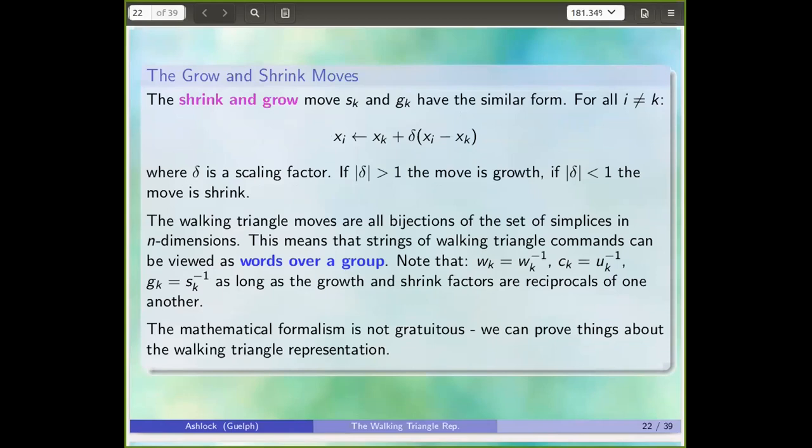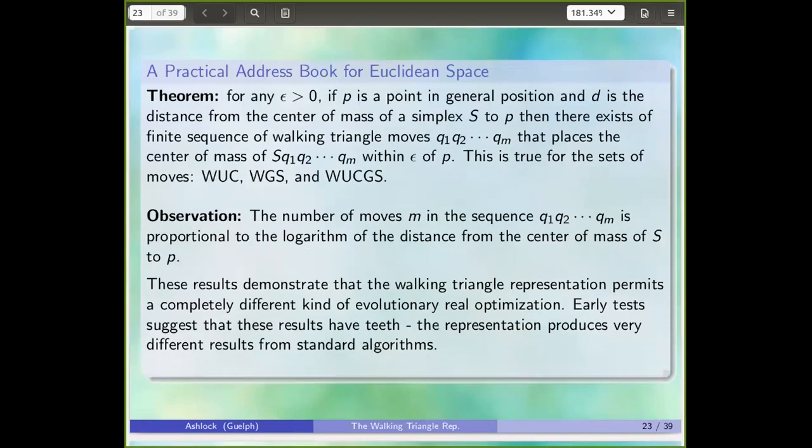The mathematical formalism isn't gratuitous. It turns out we can prove things. And here's one of my favorite things about this. For any epsilon greater than zero, if P is a point in general position and D is the distance from the center of mass of simplex S to P, then there exists a finite sequence of walking triangle moves, Q1 through QM, that place the center of mass of S as modified by those moves within epsilon of P. This is true for walk uncenter center, walk grow shrink, and walk uncenter center grow shrink as sets of moves.